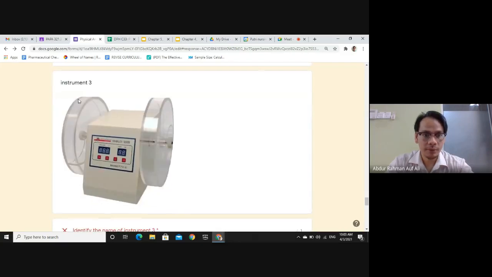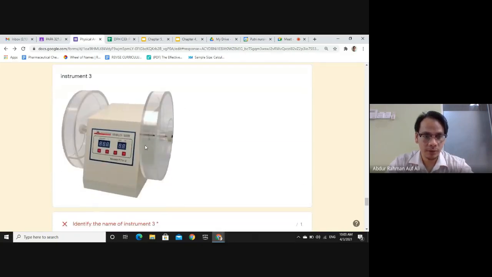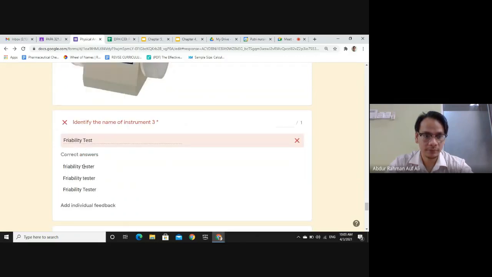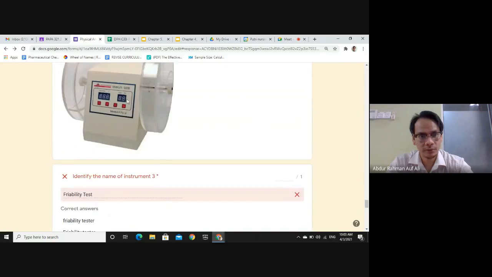Next question based on this instrument here. This is a friability test. Okay, betul lah nanti saya manually grade. Okay, remember the instrument kita panggil ada kamu letak verb. Inilah verb word dekat hujung dia. So this is untuk test friability. Okay, we perform friability test on friability tester. We perform dissolution test on the dissolution tester.